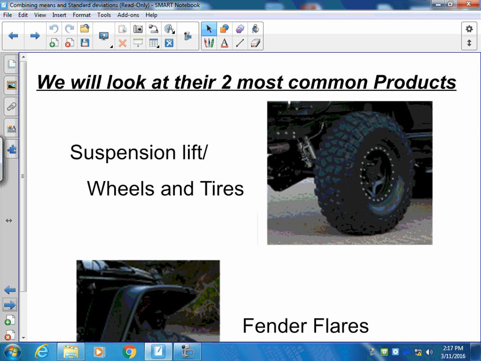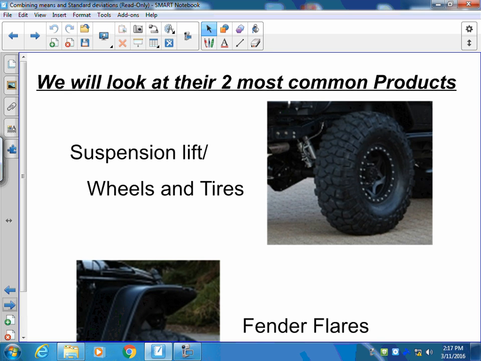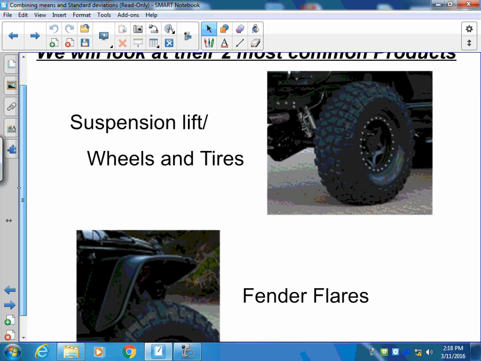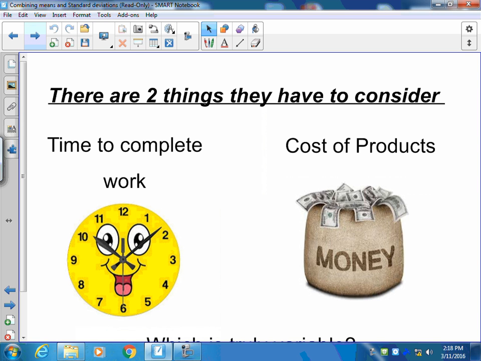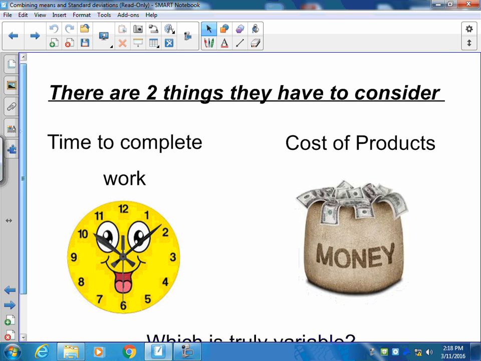Okay, so we're going to look at the two most common products this company would do: suspension lifts, wheels and tires, which always go together, and then fender flares that they're going to put on the vehicle. We have to consider two things: time to complete the work and cost of products.